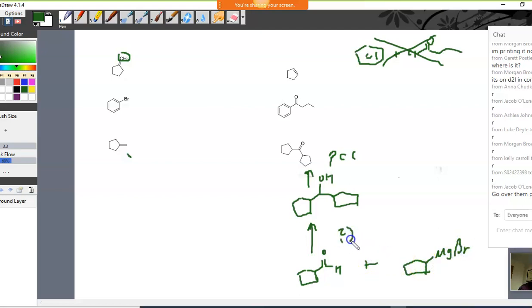And then the second step would be to add acid. So those are the two pieces. So now I have to show how to synthesize both of these starting from this compound. Okay, so let's start with this one.